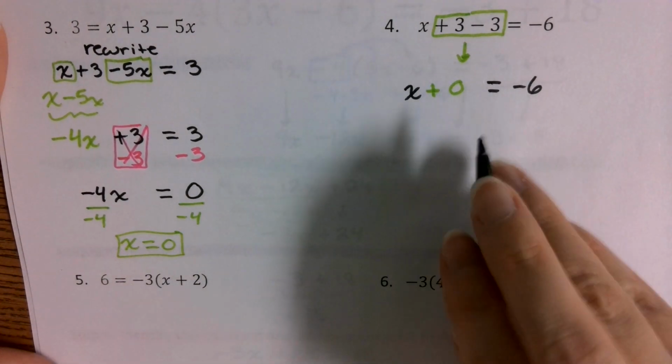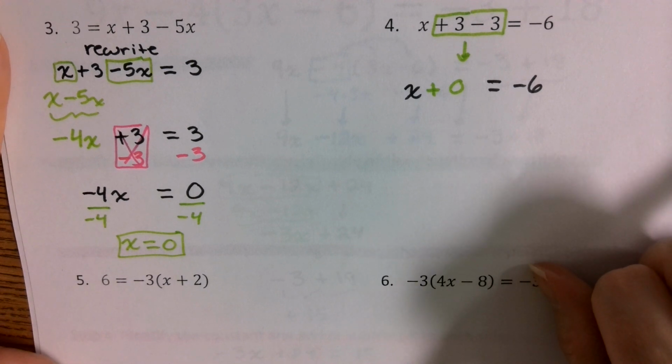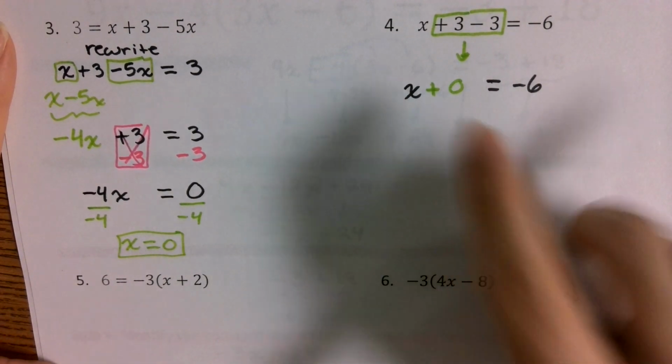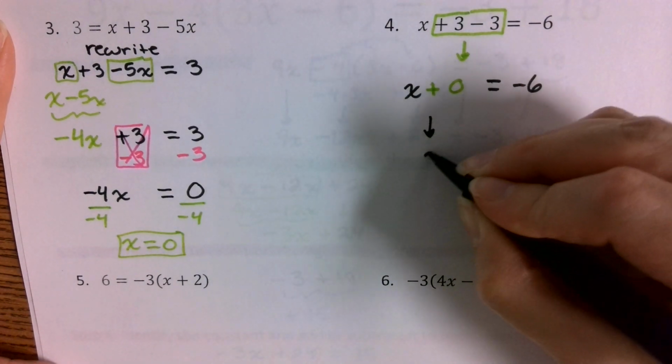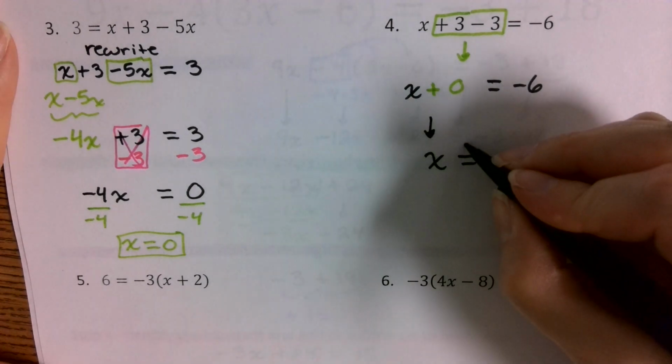Well, if I do any number plus 0, what does that give me? No. It gives you the number. So if I do x plus 0, it's going to give me x. So I already have it down. It's x is equal to negative 6. Some of these are really simple and easy.